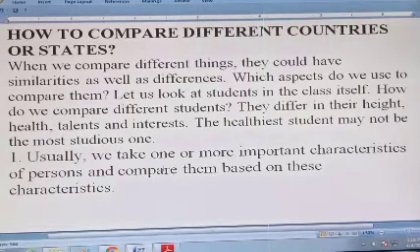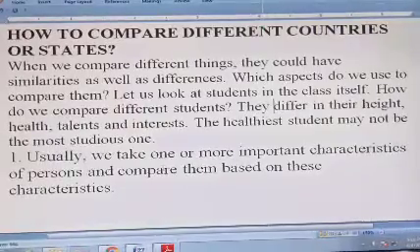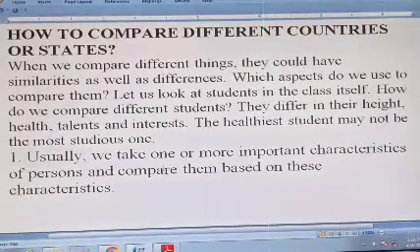When we compare different things, they could have similarities as well as differences. Which aspect do we use to compare them? It depends on which thing we are doing the comparison about.